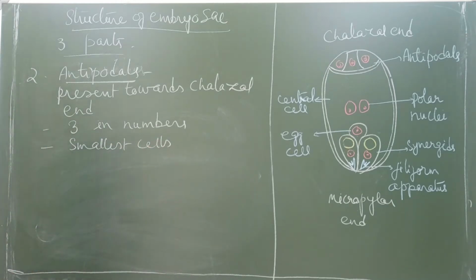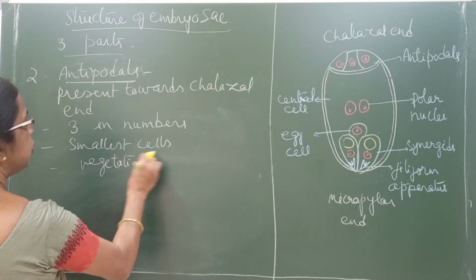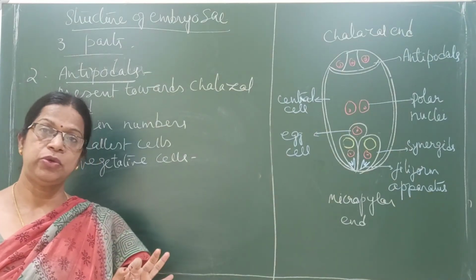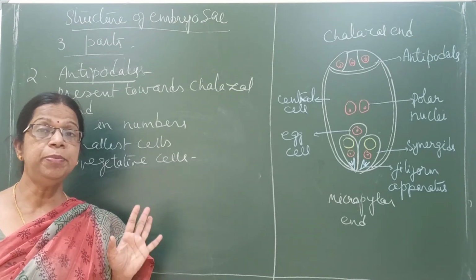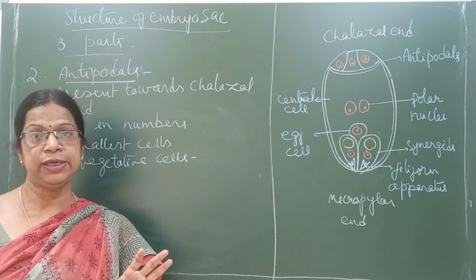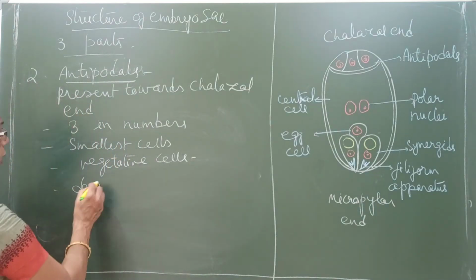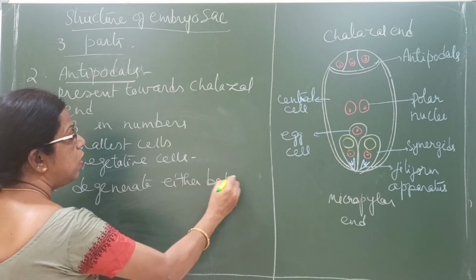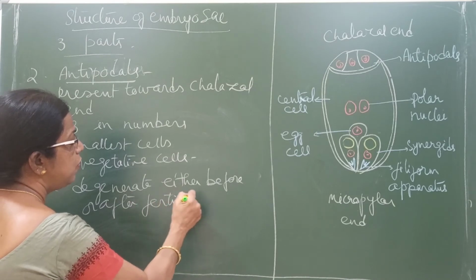They are also called the vegetative cells of the embryo sac, and they may or may not participate in fertilization. They do not participate, but they degenerate. They are called vegetative cells because they do not participate in fertilization, and they degenerate either before or after fertilization.